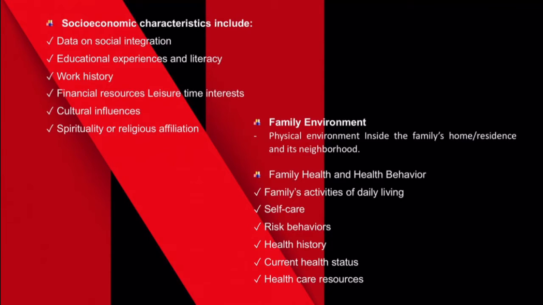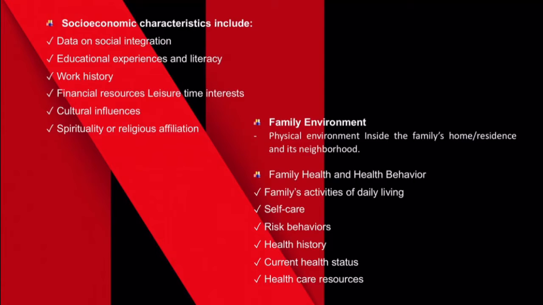Moving on to the family health and health behavior. These types of activities affect the family health and health behavior. The first is the family's activities of daily living. For example, what they are doing on a day-to-day basis, like cleaning always, or exercising for the betterment of their physical health.